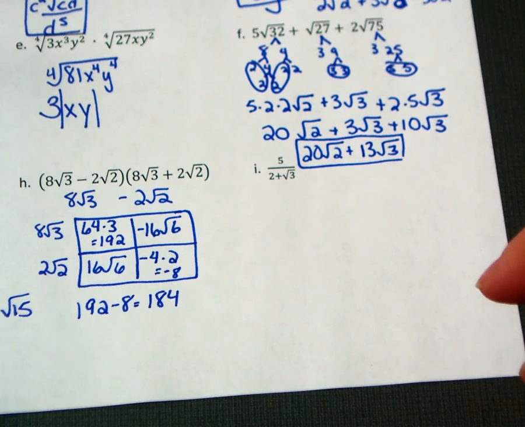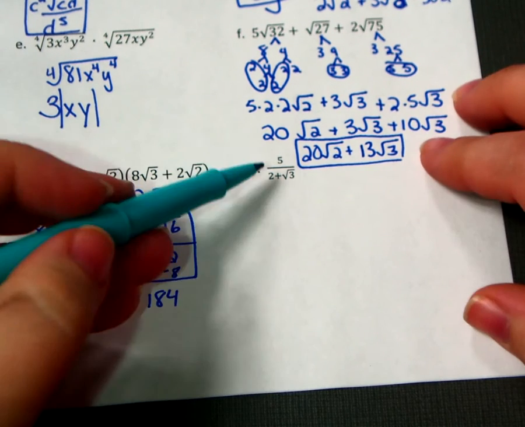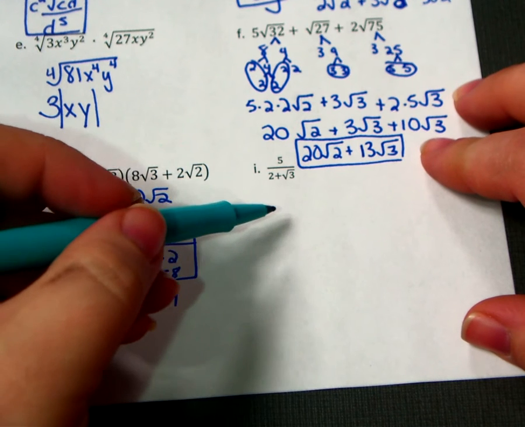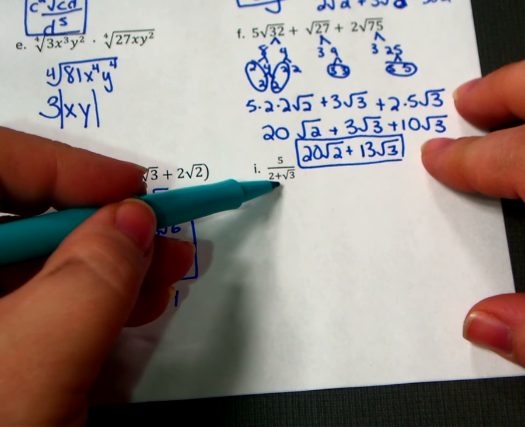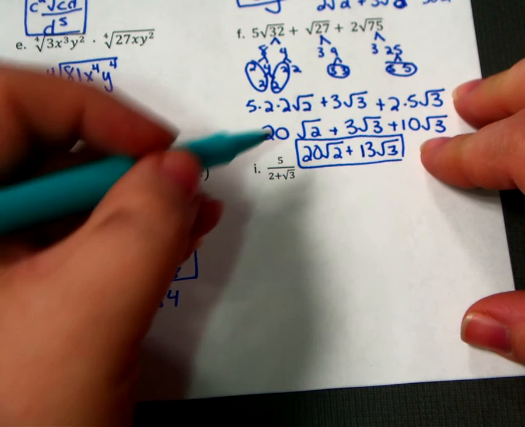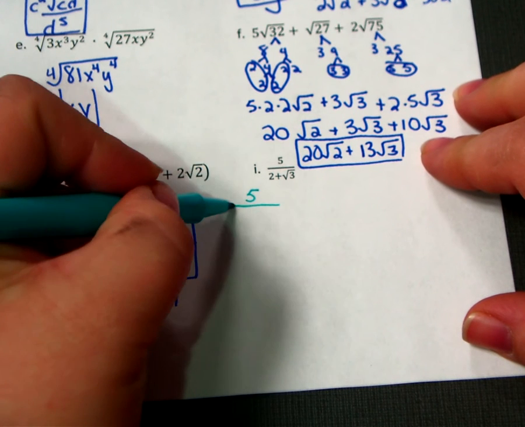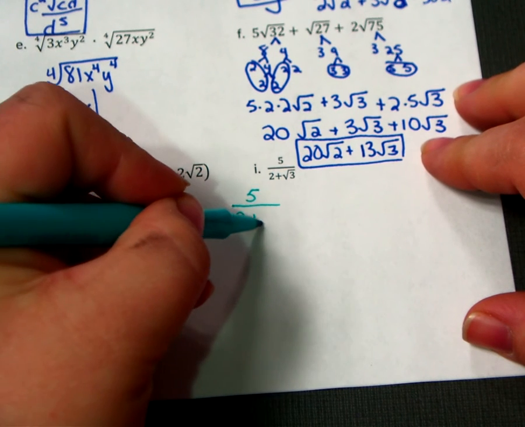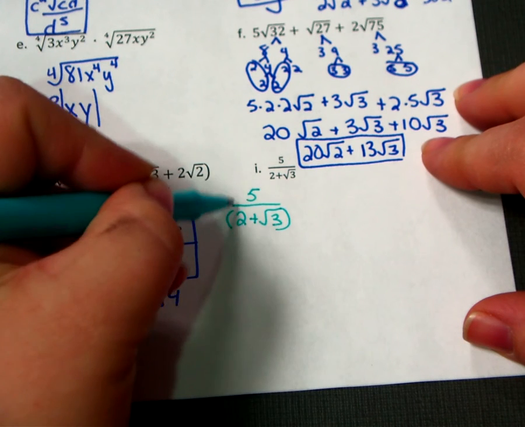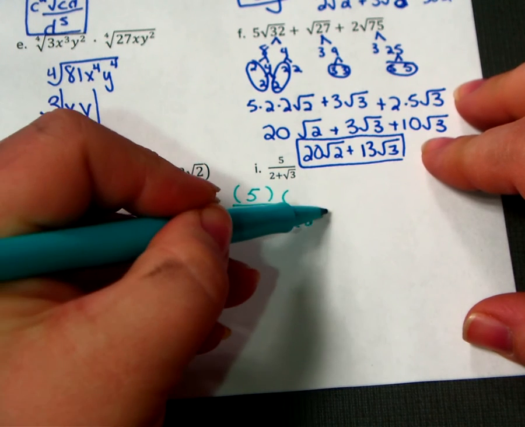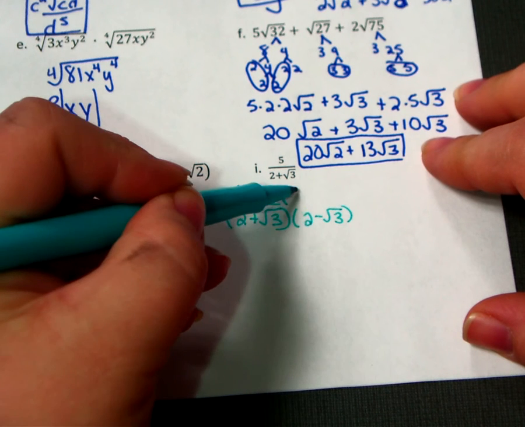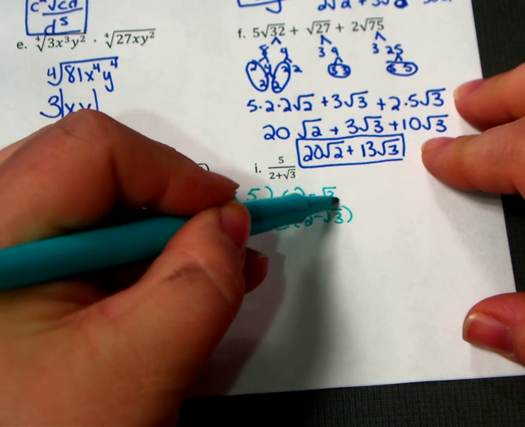Instead, we have to multiply by the conjugate. The conjugate in this case would be 2 minus the square root of 3. Because again, same terms, just a different sign in the middle. So we are going to multiply both the top and the bottom by the conjugate, 2 minus the square root of 3, 2 minus the square root of 3.